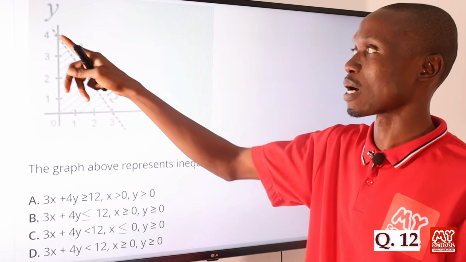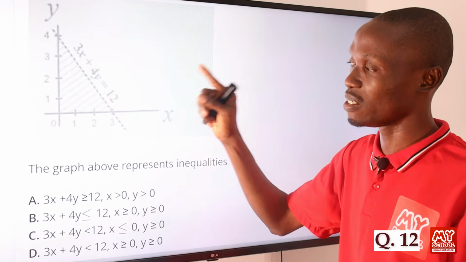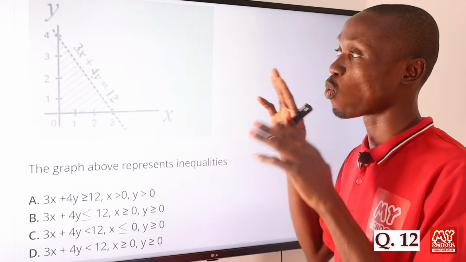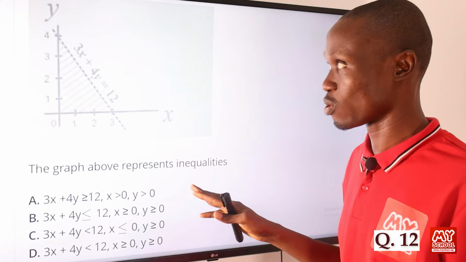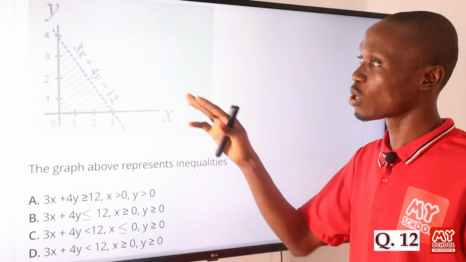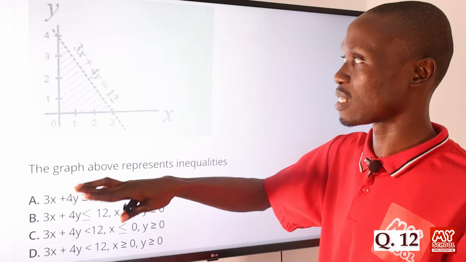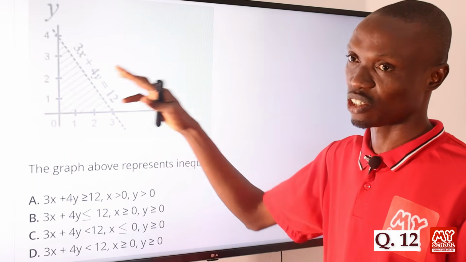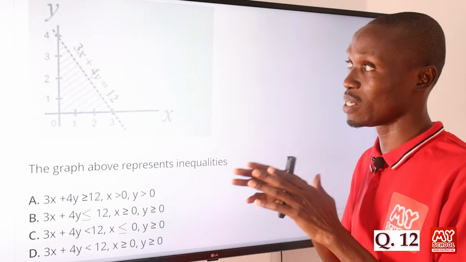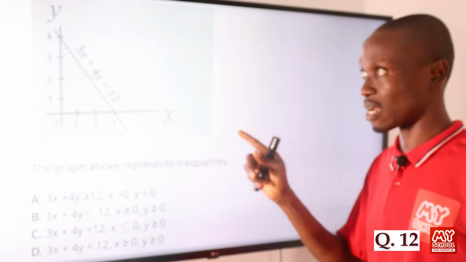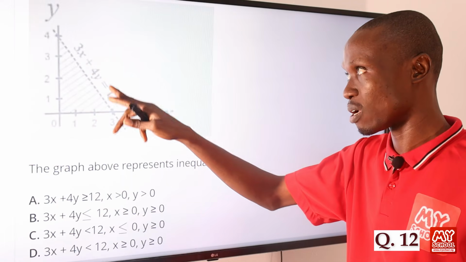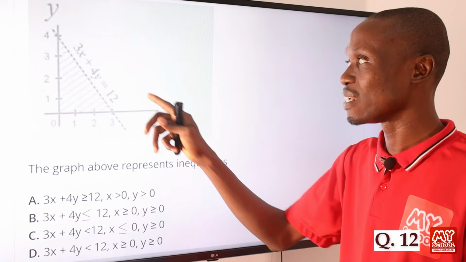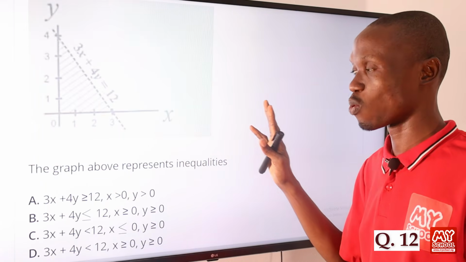So first of all, let's look at the line. If you look at the line, it is a broken line. That tells us that the inequality is not a straight one. So let's identify whether it should be greater than or less than. Now, if you look at this graph carefully, you discover that the lower part is shaded. That simply means that it is less than. So we can rewrite this in inequality form as 3x plus 4y is less than 12. So we've done that.